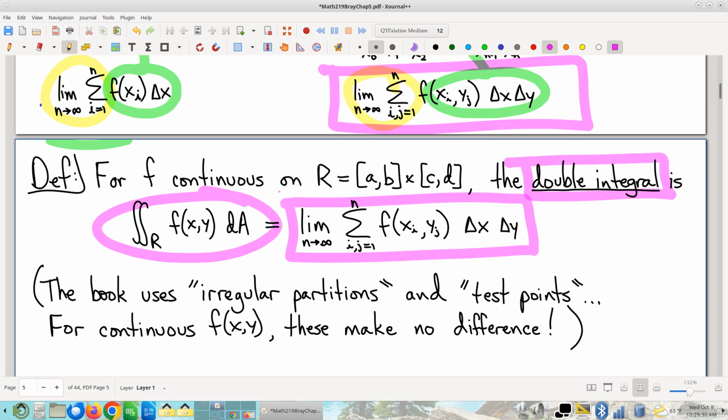A couple things to say about notation. I hope this comes as no surprise. This represents area, so I think that's a pretty reasonable thing to call it dA. Differential amount of area represents a little piece of area. We're going to eventually take a limit, and it's going to get smaller and smaller, etc. But this represents a little piece of area.